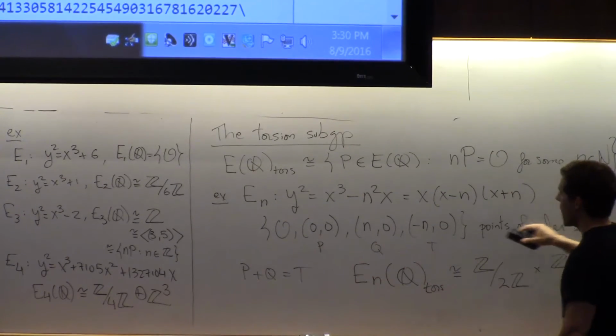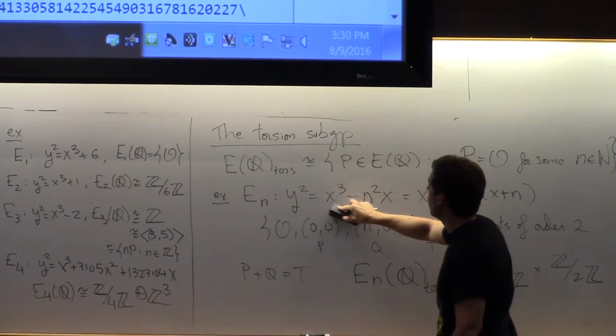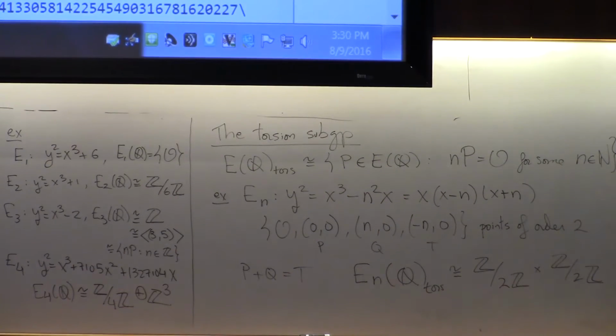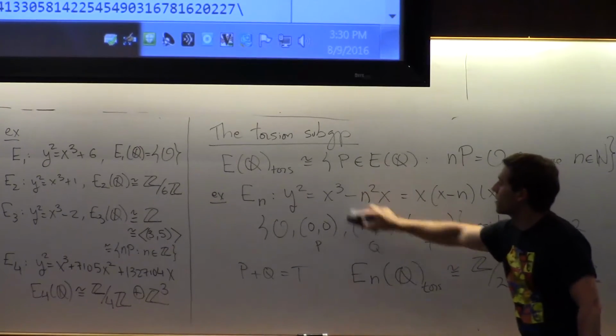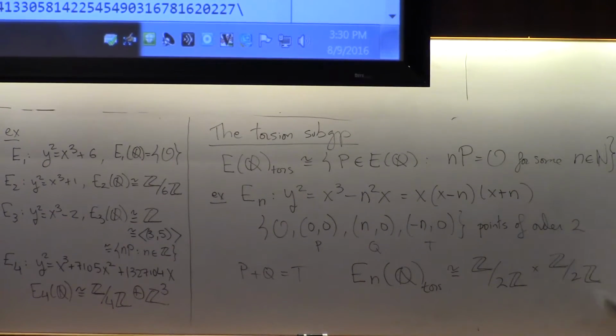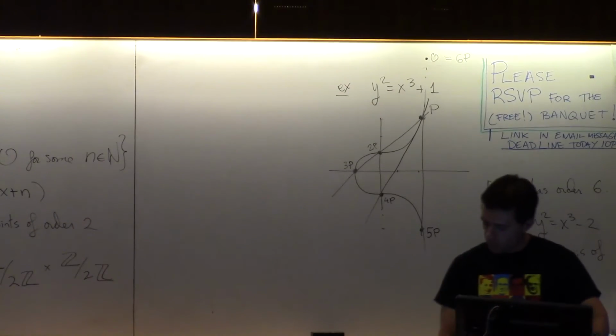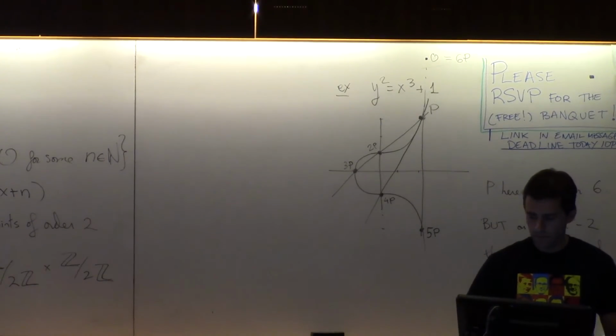The x coordinates of the 2-torsion are always the roots, if any, of the polynomial in x in a short Weierstrass equation. That you can prove. It's one of the exercises in chapter 2. Okay. So let me show you an elliptic curve with a point of order 7.